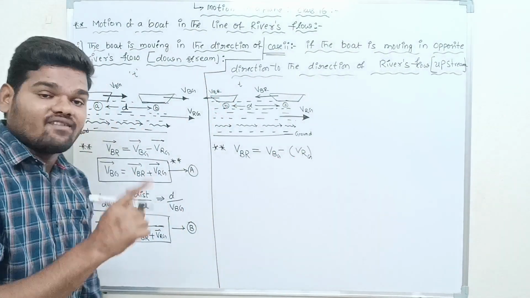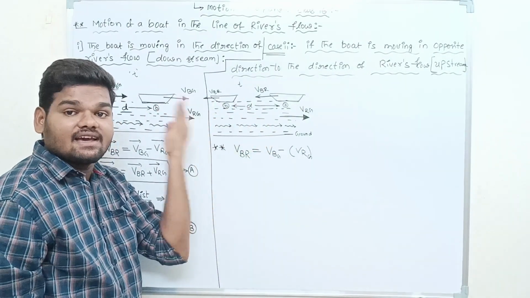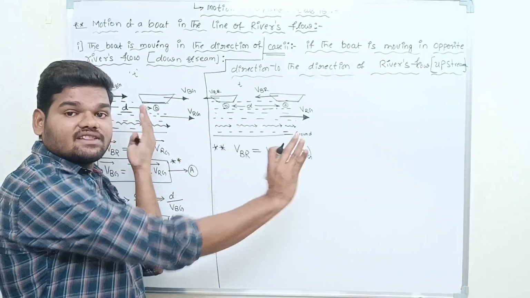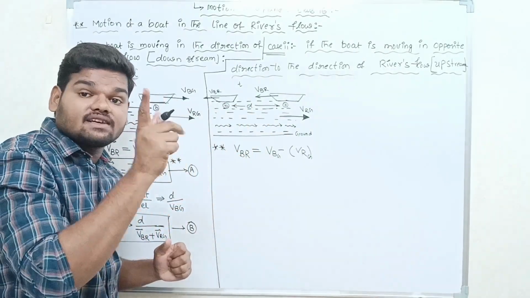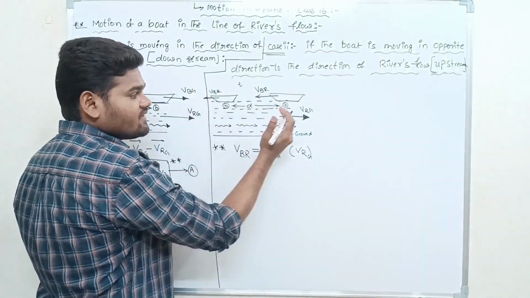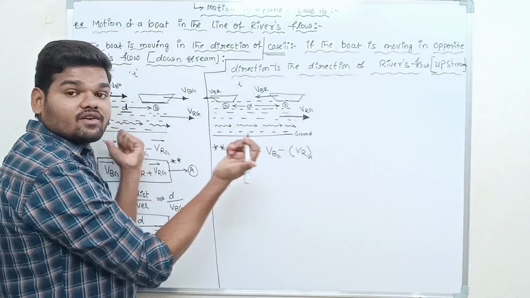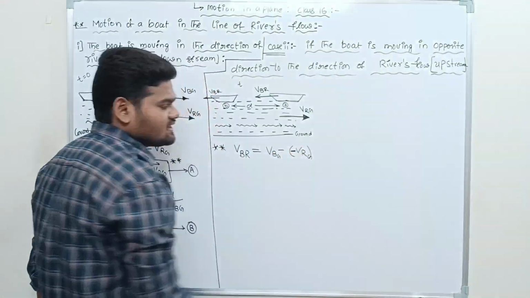Okay. Now have a look. The velocity of boat with respect to river is in this direction, and the velocity of river with respect to ground is in this direction. These two are opposite to each other. That's why here I am taking the negative sign. Okay.